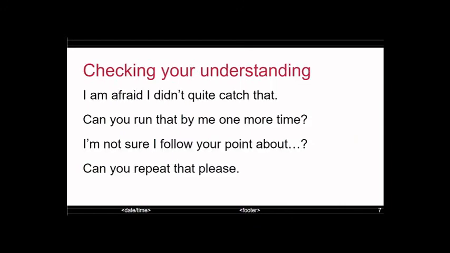You might need to check your understanding in the meeting. So you could say, I'm afraid I didn't quite catch that. It's a way of saying it means I didn't understand it, or I didn't understand some of it. Again, a similar phrase. Could you run that by me one more time? Or I'm not sure I follow your point about. And these phrases really, can you repeat that please?